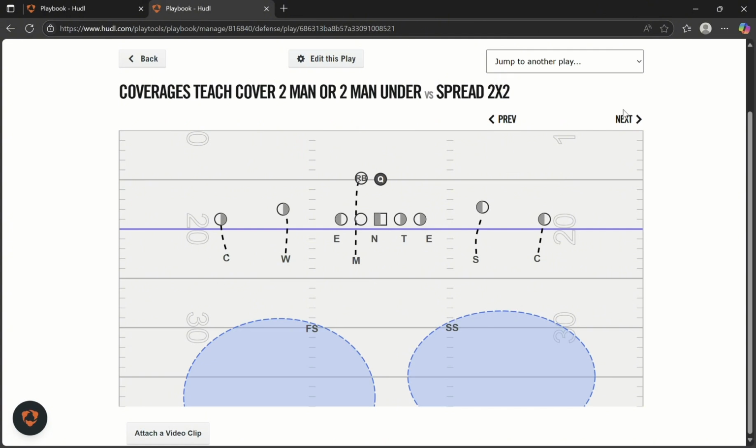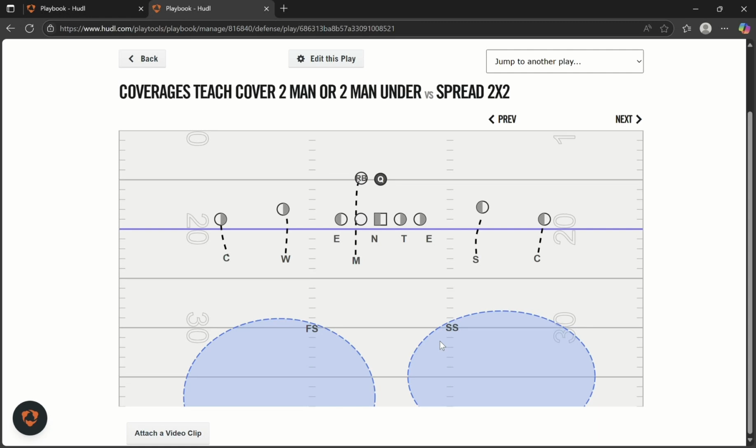Next up, we have cover 2 man, or 2 man under. So we have cover 2, meaning we have 2 deep defenders, 2 safeties playing those deep zones. Safeties, you'll be splitting the deep zone in half. The free safety will be taking one side, the strong safety is taking the other, and you're working together to cover the middle of the field also.